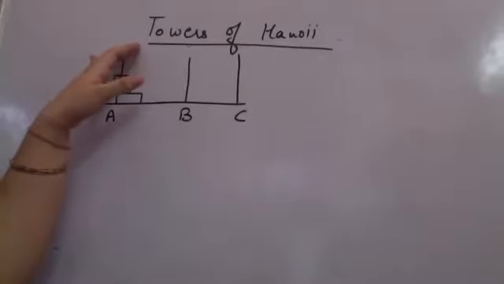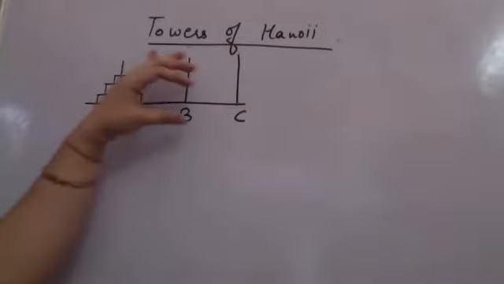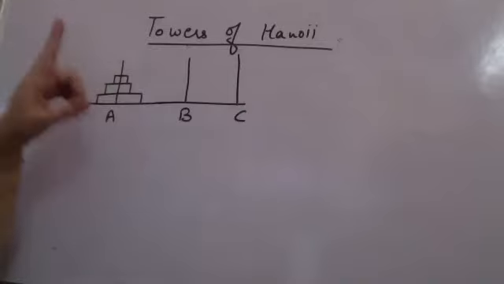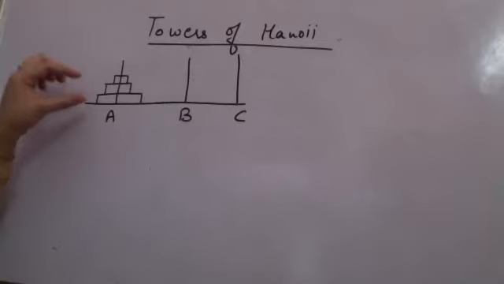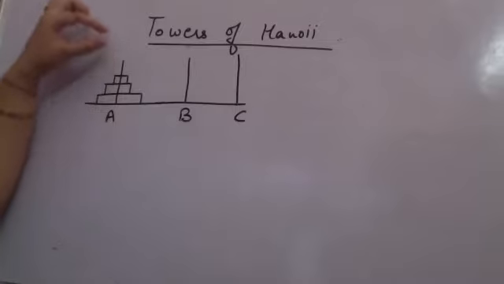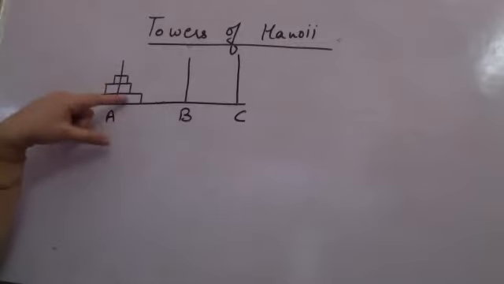Recursion problem for Towers of Hanoi. What do I mean by Towers of Hanoi is that I am having three towers. One of the towers is having disks. I'm only representing three, for example, it can have many disks. The only condition is that the disk at the bottom is the largest, then the smaller disk, then smaller, then smaller, then smaller, then smaller.